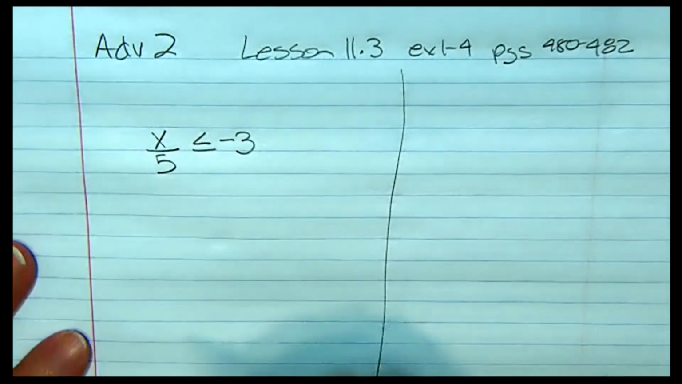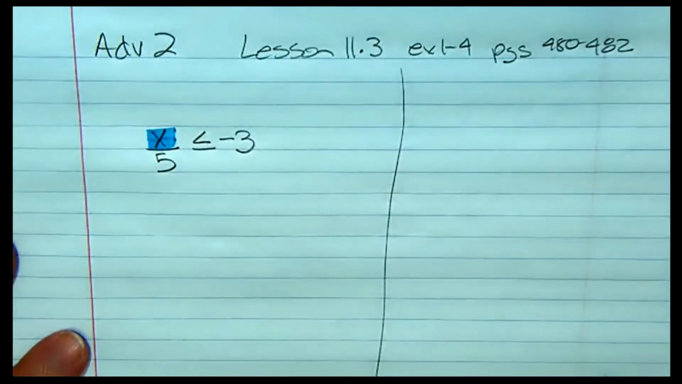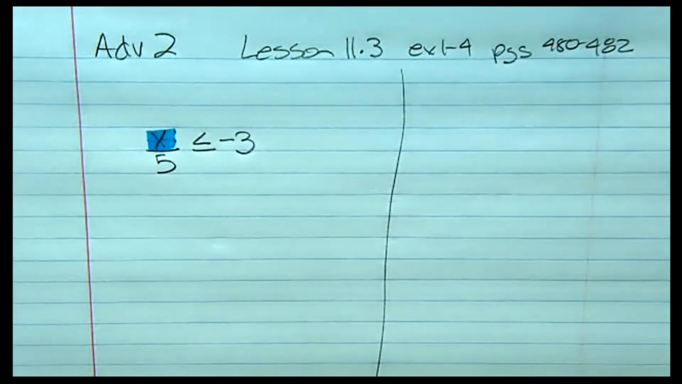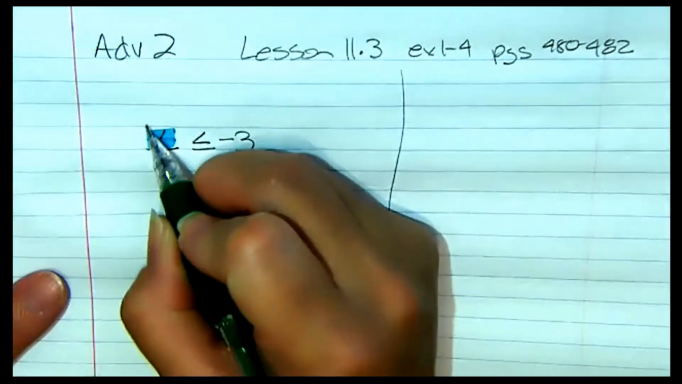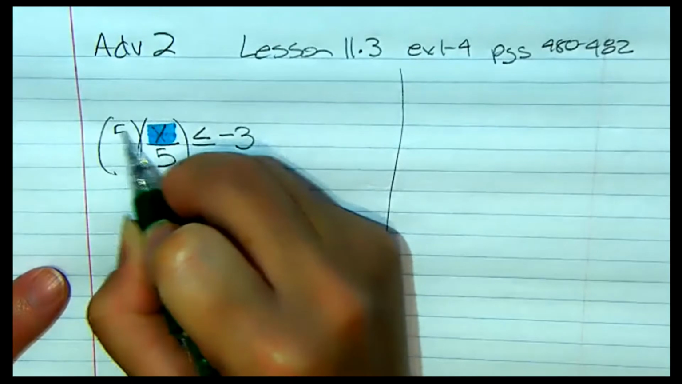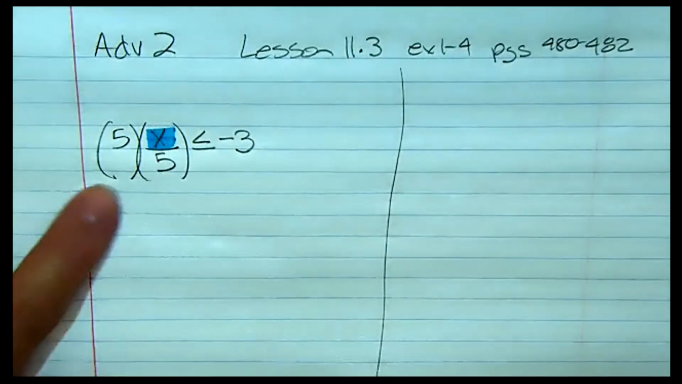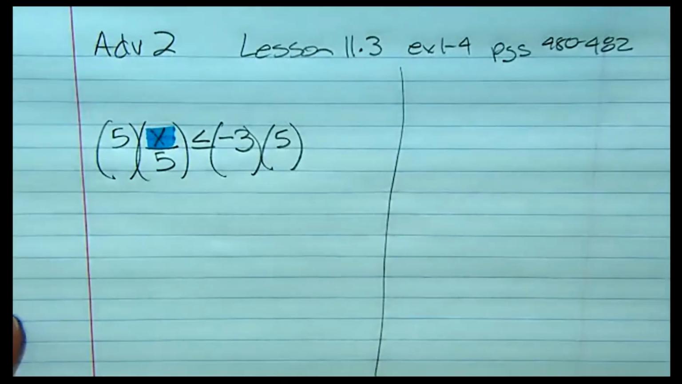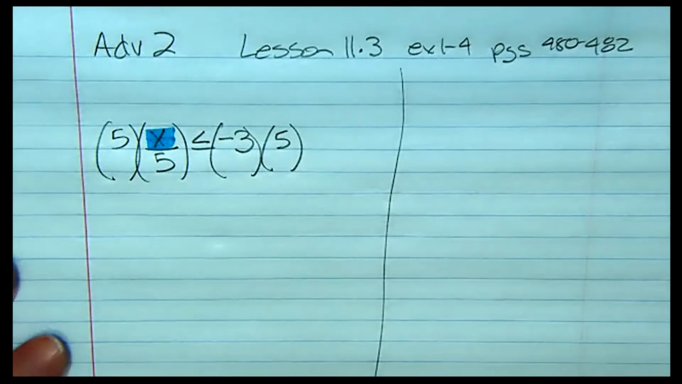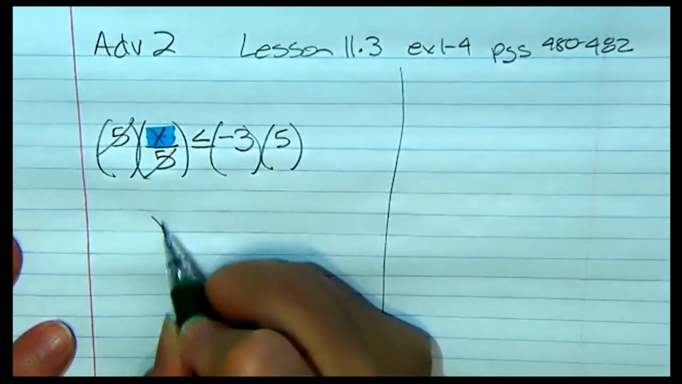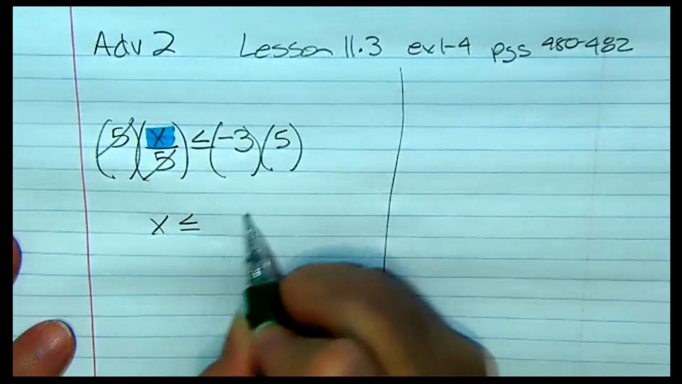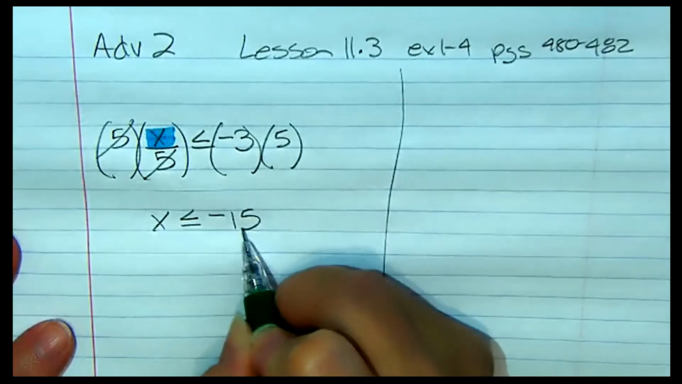I need to isolate the variable. So to do that, I need to get rid of this divided by 5. To get rid of divided by 5, I need to undo it. I need to use inverse operations. So I'm going to multiply this side by 5. What I do to one side, I must do to the other. So these guys cancel, and I'm left with x is less than or equal to. I have a positive and a negative, so my answer will be -15.